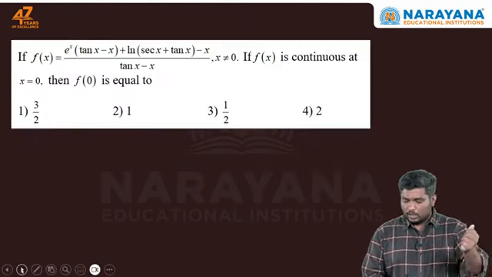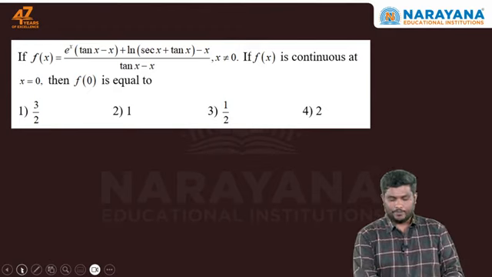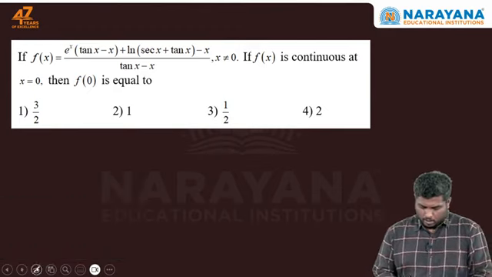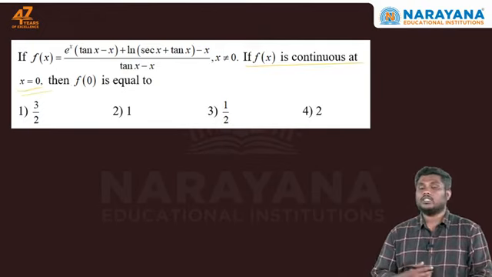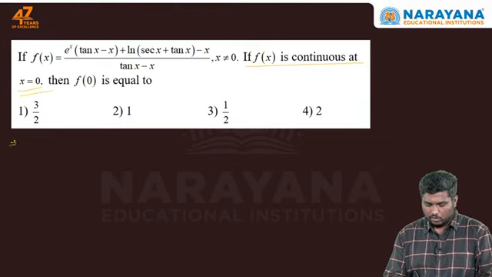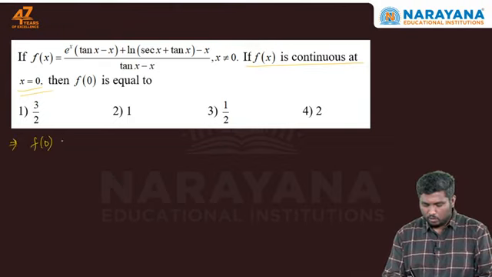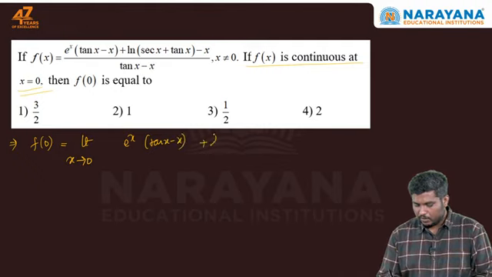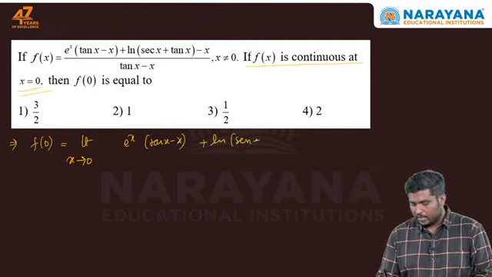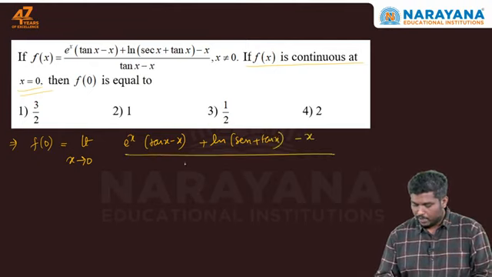Next question is about limits and continuity. Here the function is said to be continuous at x equal to 0. So if the function is continuous at x equal to 0, then f of 0 should be equal to the limit x tends to 0 of (e^x (tan x - x) + ln(sec x + tan x) - x) / (tan x - x).